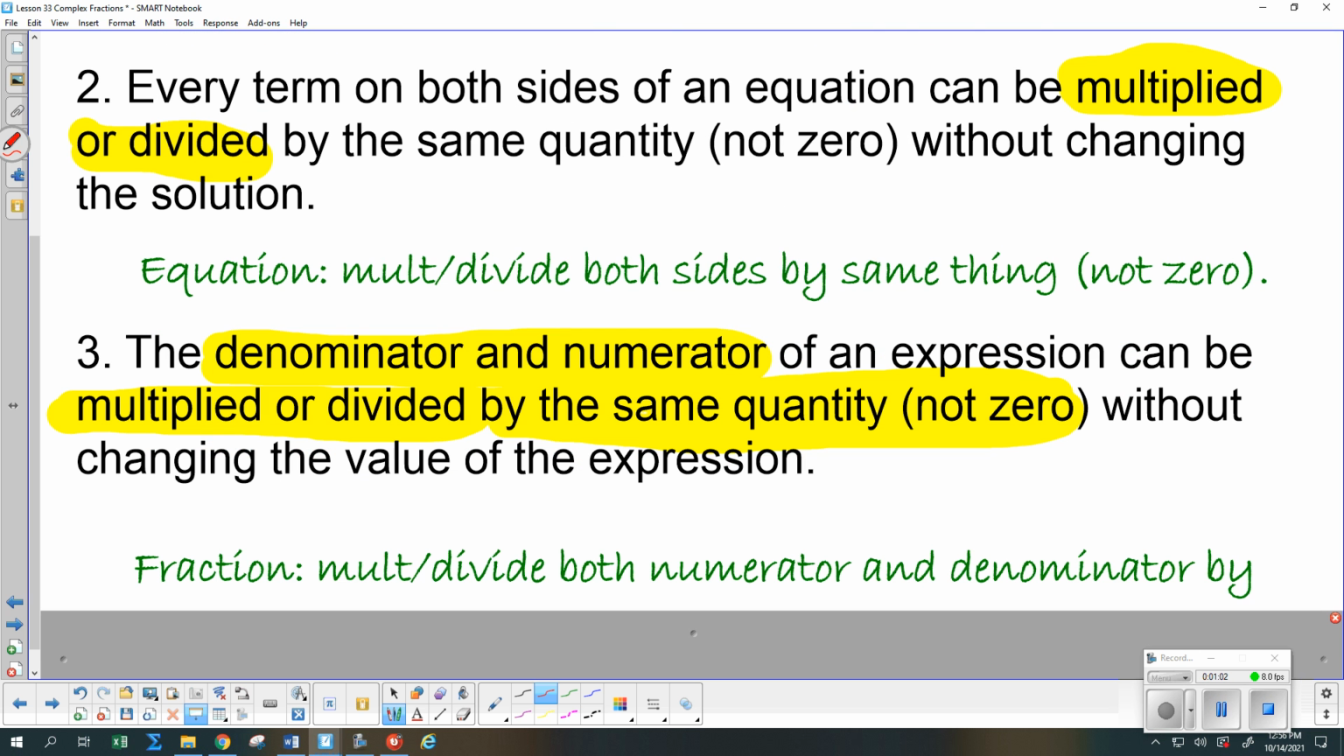Final rule is what we're going to use today. If you have a fraction, you can multiply the numerator and the denominator by the same thing, as long as you're not multiplying by 0. Technically, you could also divide the numerator and denominator by the same thing as another way of simplifying it, but again, you can't be dividing them by 0. That's the one that we're going to be using.